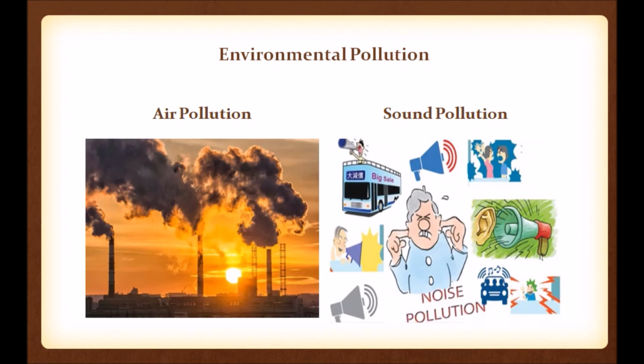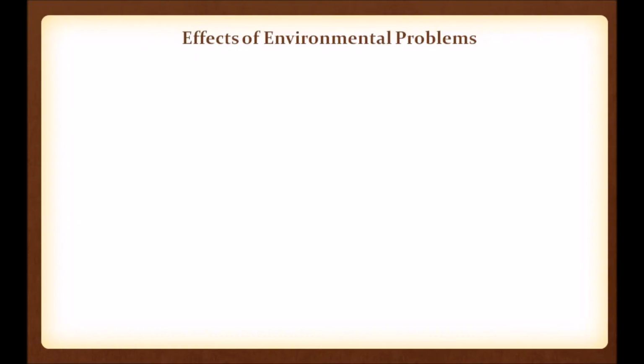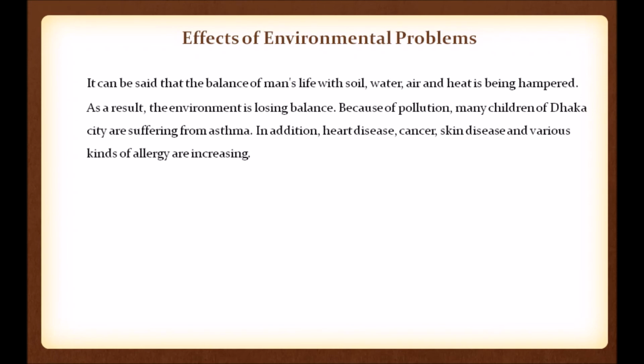Well, now, why are we so aware of environmental pollution or environmental problems? Do they have any effect on us? So, well, now get the answer. It can be said that the balance of man's life with soil, water, air, and heat is being hampered. As a result, the environment is losing balance. Because of pollution, many children of Dhaka are suffering from asthma. In addition, heart disease, cancer, skin disease, and various kinds of allergy are increasing.